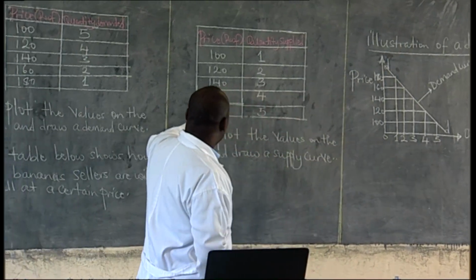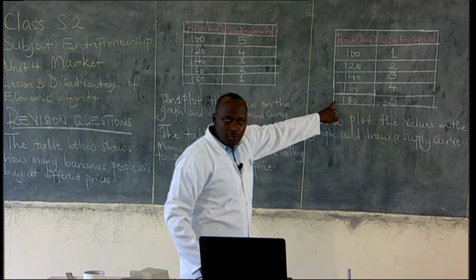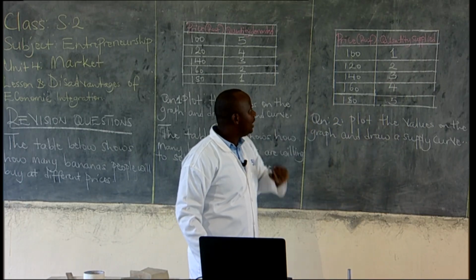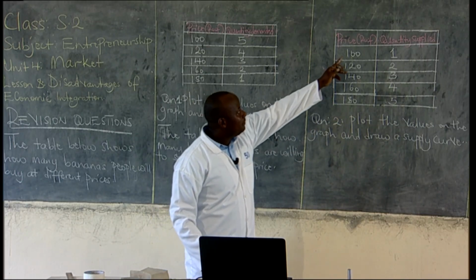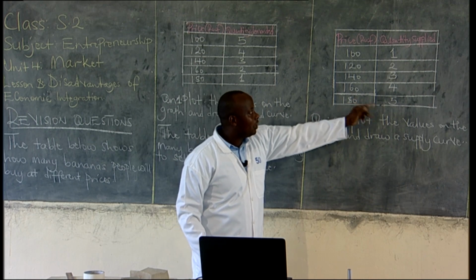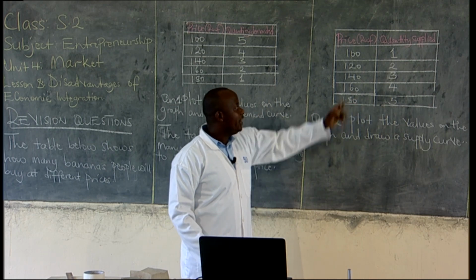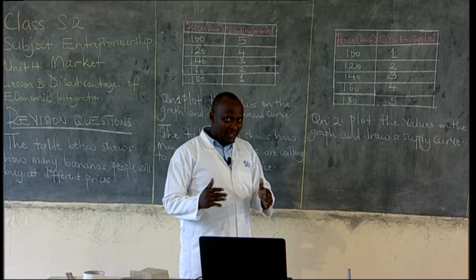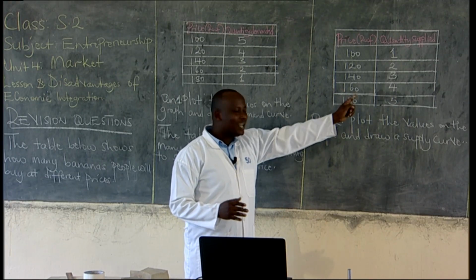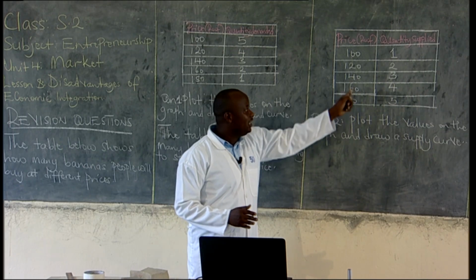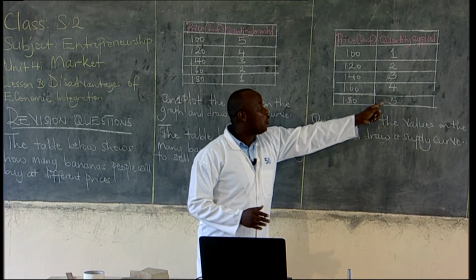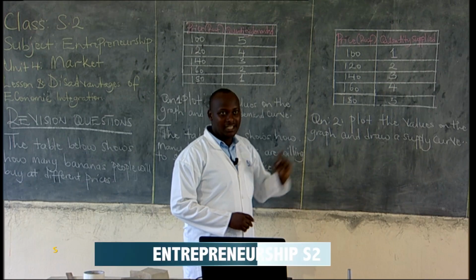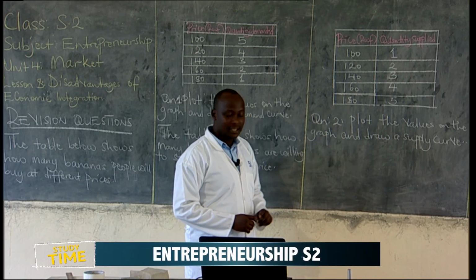We are given a supply schedule which has 2 columns. The first column indicates price, and the second column is indicating quantity supplied. We have different prices. And we have said that a demand schedule, a supply schedule, it is a table. You can see it is a table showing different prices and different quantities supplied at different prices. This is the supply schedule.